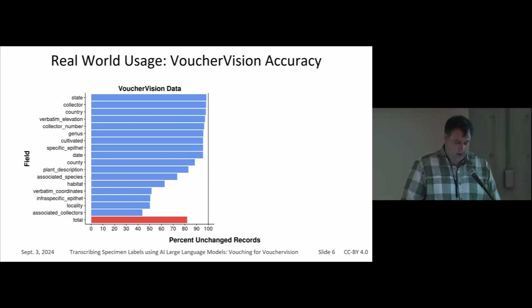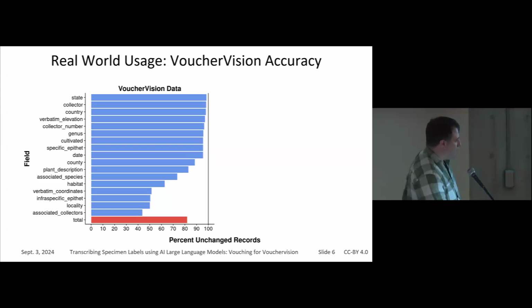And so here I'm going to show you our results. And so this graph is showing the percentage of fields or percentage of records for each field that did not get changed during quality control. And so really long bars are good. It means we didn't have to do much work. And so for a lot of these fields, the models did pretty well on their own. This is straight out of Voucher Vision before we did cleaning.